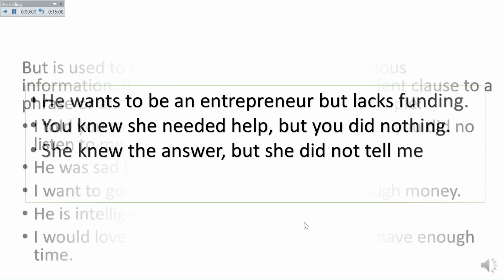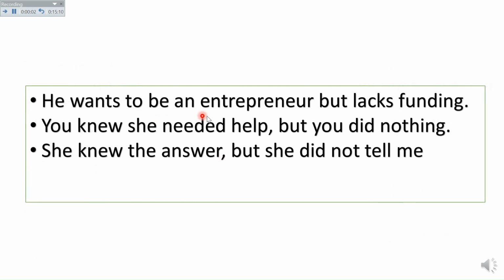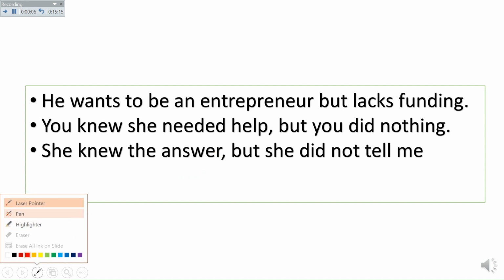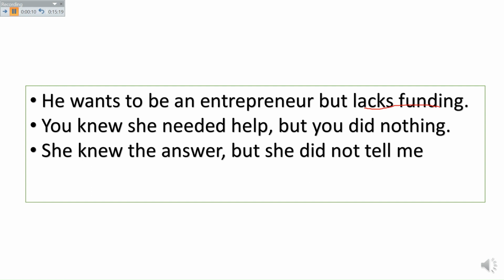Let's see some more examples. He wants to be an entrepreneur but lacks funding. So lacks funding is what? A phrase, because it doesn't have a subject, right? He wants to be an entrepreneur is a clause, so an independent clause is joined with a phrase. We will not use a comma here. She knew she needed help, but she did nothing. This is also a contrast between two independent clauses. We use a comma here. She knew the answer, but she did not listen to me. Both are independent clauses, so we use a comma here. This is also a contrast.